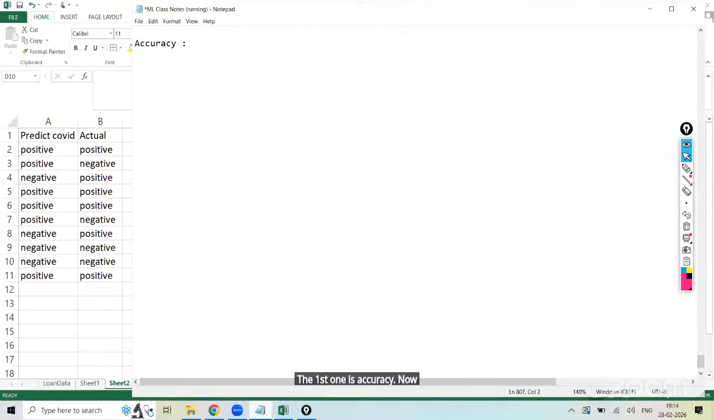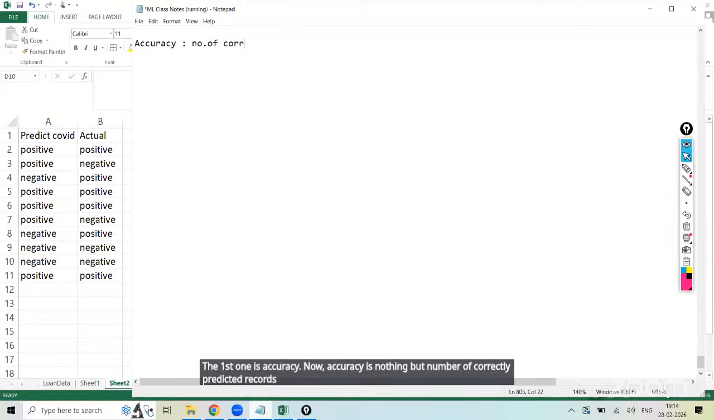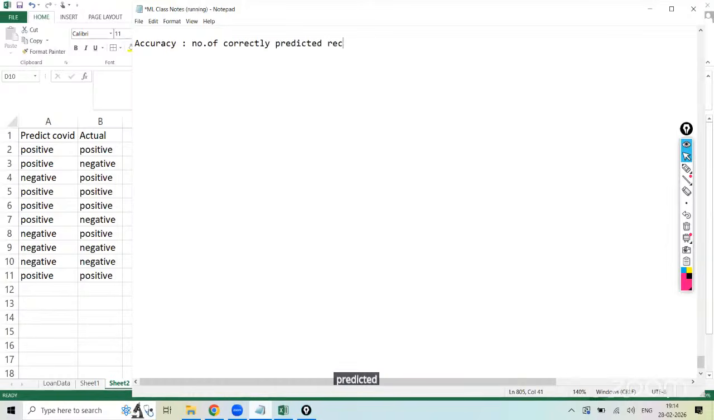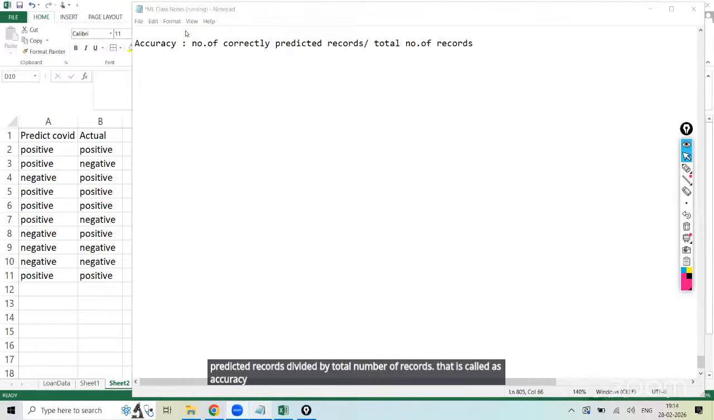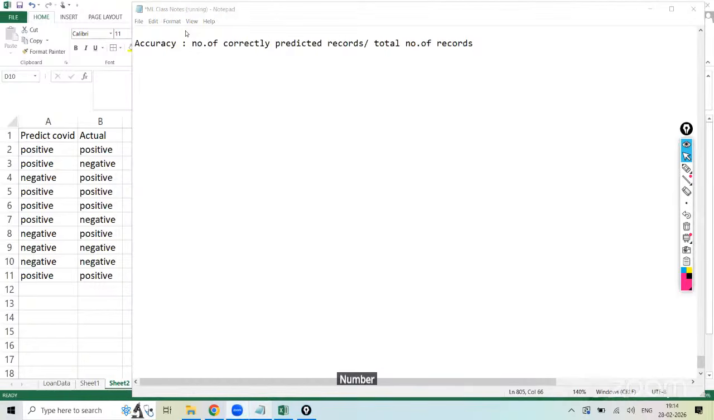Accuracy is nothing but the number of correctly predicted records divided by the total number of records. That is called accuracy. That is the first one: number of correctly predicted records by total number of records.